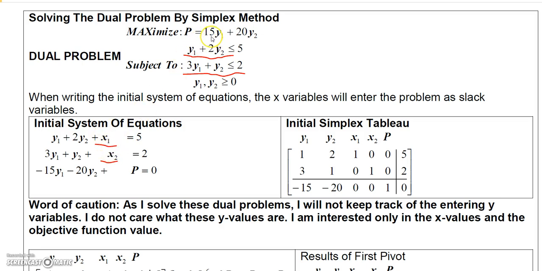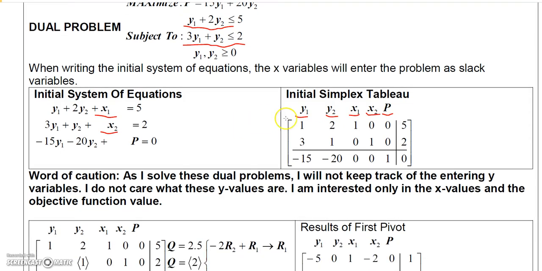And then we do this just like before. We move these variables to the left to get our objective function set equal to 0. So we get minus 15y1 minus 20y2 plus p equals 0. Now, just like before, we put this in a tableau form. Now we need a column for y1, a column for y2, a column for x1, a column for x2, and a column for p.